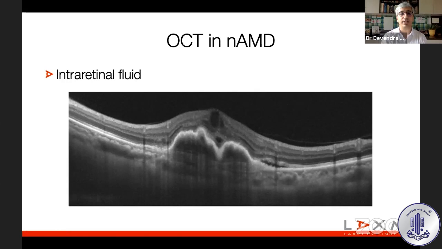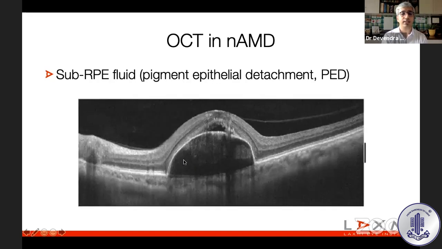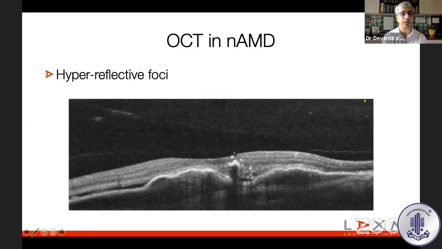Other features in neovascular AMD include the presence of pigment epithelial detachment, intraretinal fluid, which is evidenced within the retinal architecture, and subretinal fluid. And combinations of these can be seen in different patients and at different time points of treatment. These are large PEDs, which are unlike the serous PEDs seen in central serous chorioretinopathy. There is material within this PED. This is a fibrovascular PED.